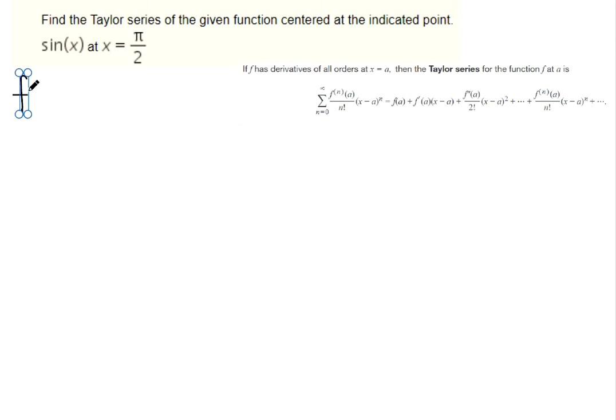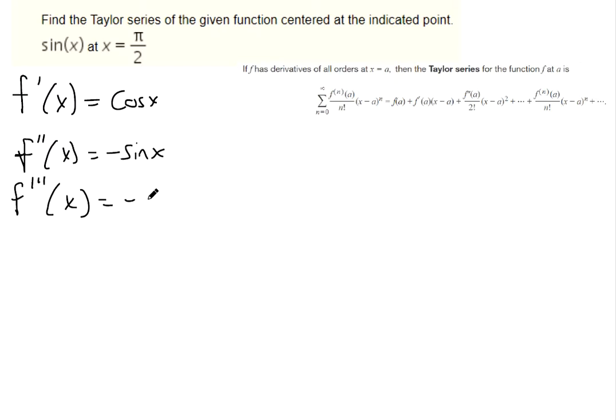So it's good to list the derivatives of the function. Cosine x is negative sine x, and then we get negative cosine, to see the pattern. But one more, the fourth derivative, is going to be back to sine of x, and it repeats itself every 4 derivatives, right?